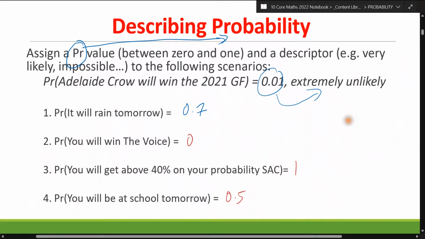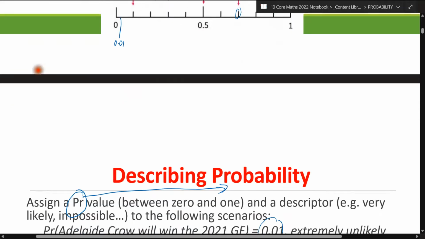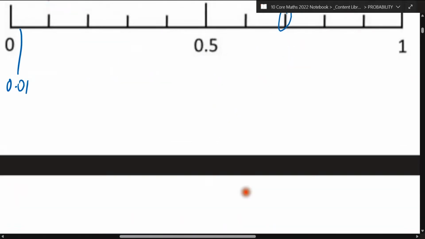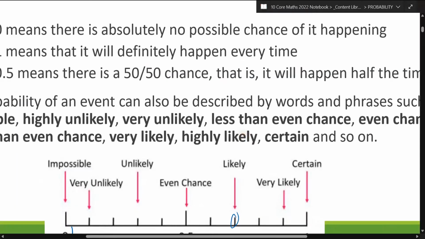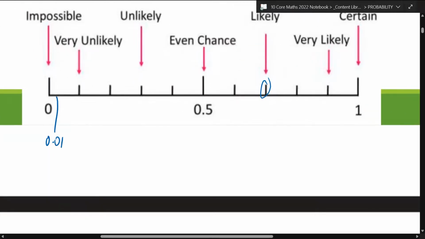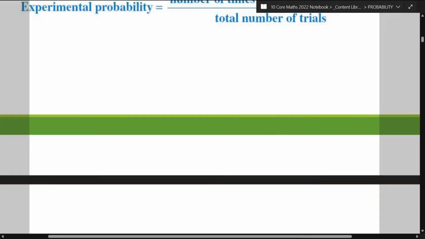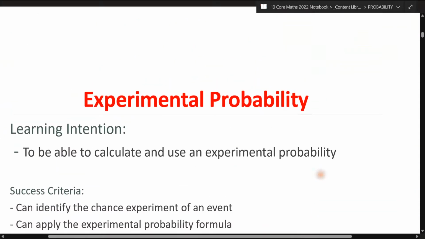Associating these words, impossible, very unlikely, likely, with numerical values. We won't really actually be using these words as much as opposed to the numbers. So just understand that the numbers will be the ones that we'll use mostly when it comes to doing probability for this topic. Okay, so let's move on to the next part here, experimental probability.